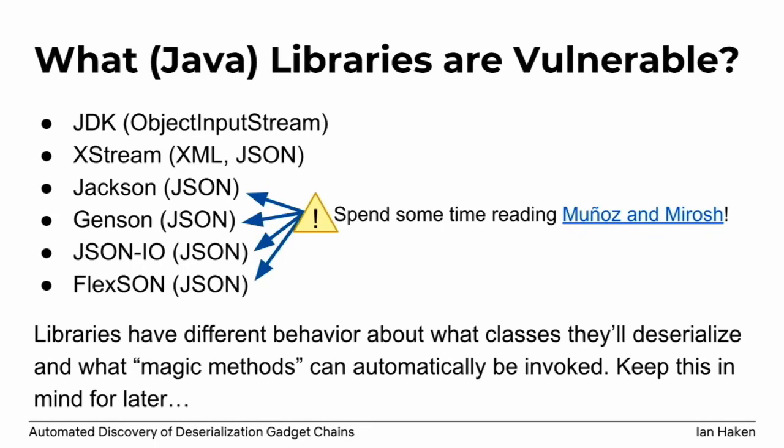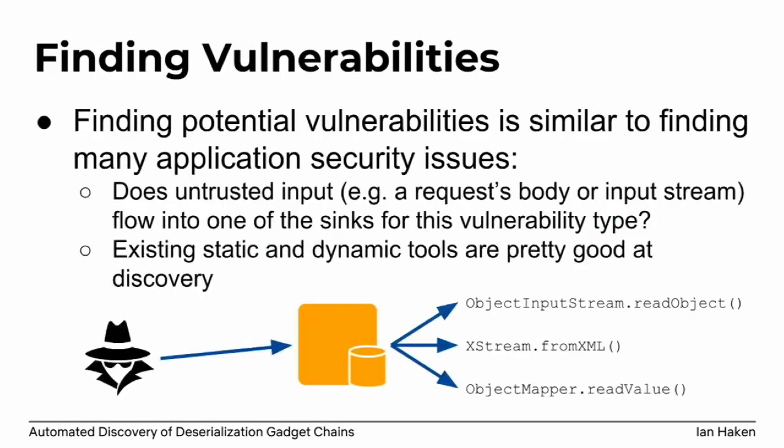All of these JSON libraries are potentially exploitable. Some of them are not by default, but with certain configuration options might end up being exploitable. So you should spend some time reading Muñoz and Mirosh if you're worried about those and understanding exactly how and when those are exploitable. But the point is that there's lots of different libraries, and all those libraries have different ideas about what classes they'll deserialize and what magic methods will be invoked. And so those different libraries might end up having different types of gadget chains possible. And that's something to keep in mind for later.